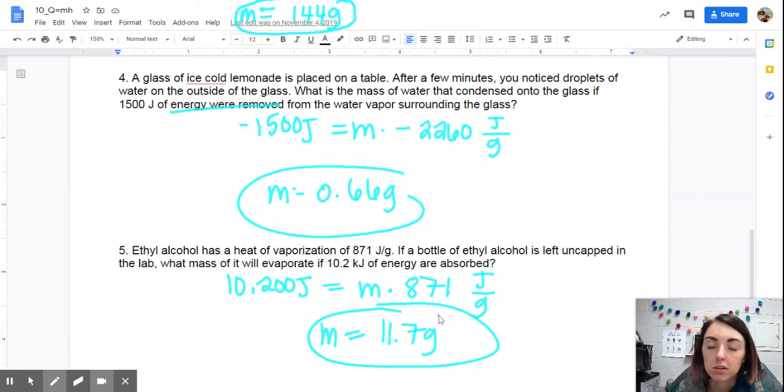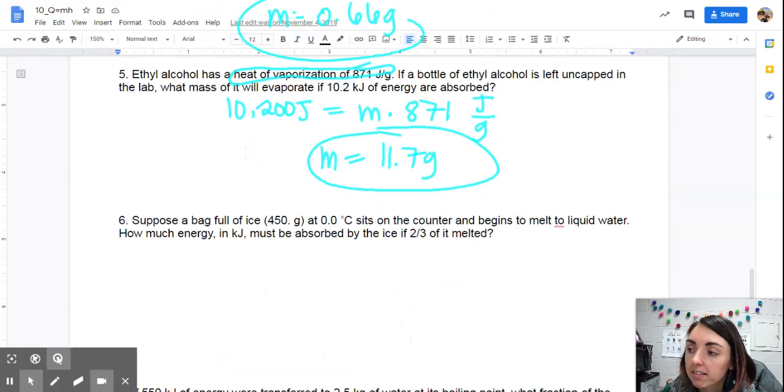This one, the little trick or the difference, was that it gave you the heat of vaporization. So this is not water. This is ethyl alcohol. Those heats of vaporization and fusion on the front of the page only work with water. So when you have ethyl alcohol, they have to give you a new number, and they actually gave you H sub V there. You need to make sure you use that instead of 2260 because it's not water.